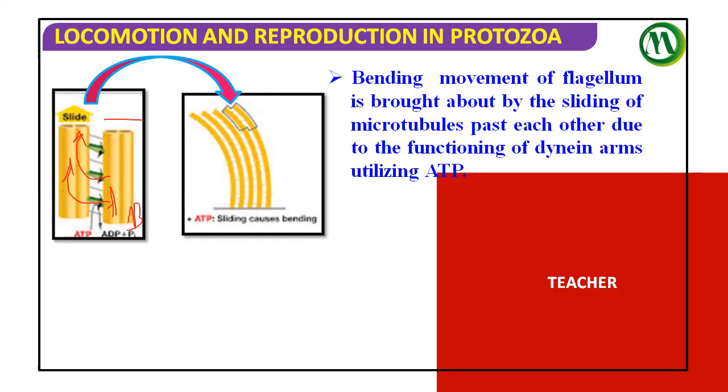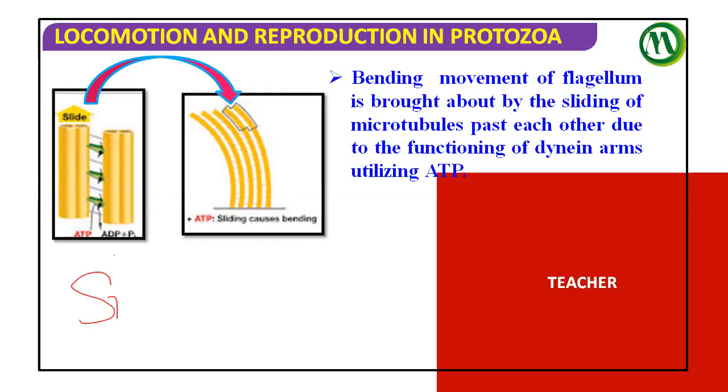So when each and every one of them are lifting, the flagellum or cilium are going to bend. So that's what we call the bending moment. The bending moment of the flagellum is brought about by the sliding of microtubules past each other due to the functioning of dynein, by utilizing energy. Here we get only one question.